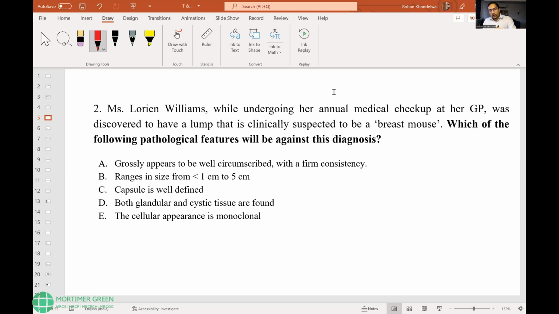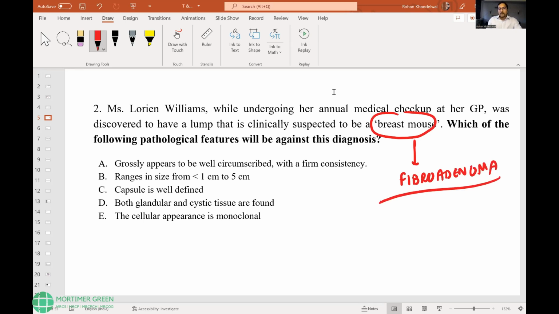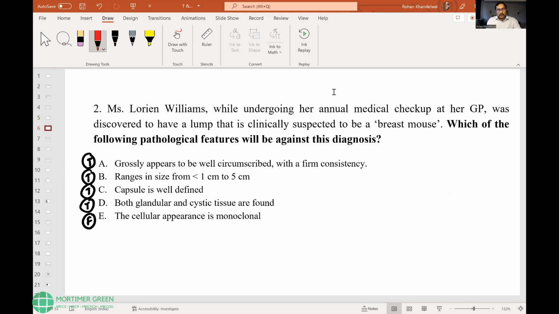So this was thought to be a breast mouse. Now, breast mouse, we know that this is a fibroadenoma. This is the typical definition or a description of a fibroadenoma. And typically, you'll have a young girl with a mobile breast lump. Which of the following pathological features will be against the diagnosis? So if you look at this, grossly, it appears to be well circumscribed with a firm consistency. It ranges from less than 1 to 5 centimeters. And any fibroadenoma which is more than 5 centimeters is labeled as a giant fibroadenoma.